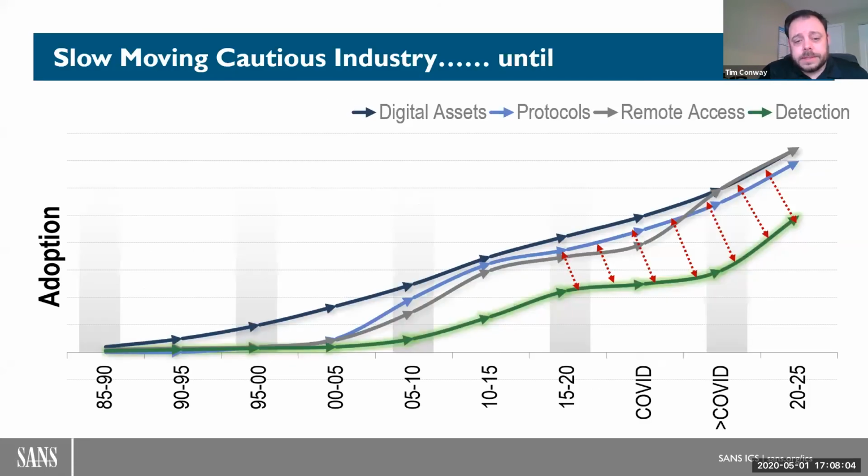Looking towards the adoption of this, we've had a couple of trend lines here. First being the ever-growing digital assets within industrial control system segments from the early to mid 80s to today. Looking at the industrial control system protocols and moving away from proprietary protocols into traditional protocols.